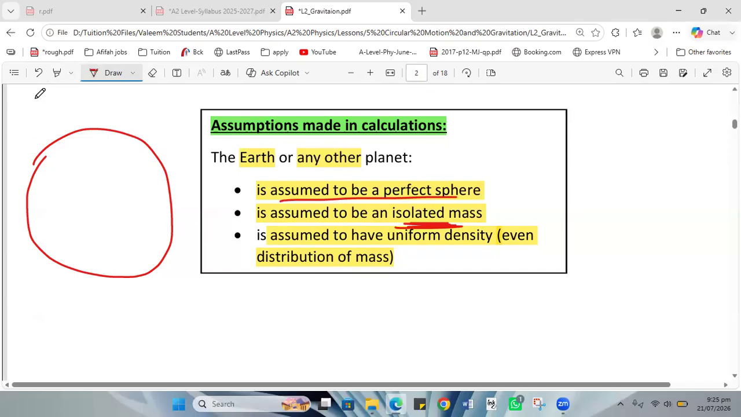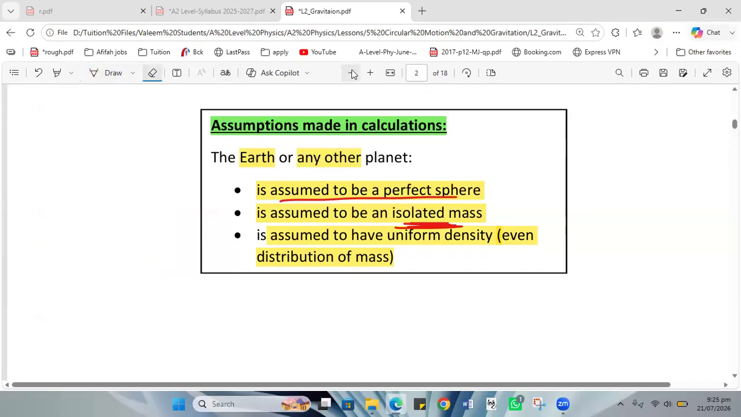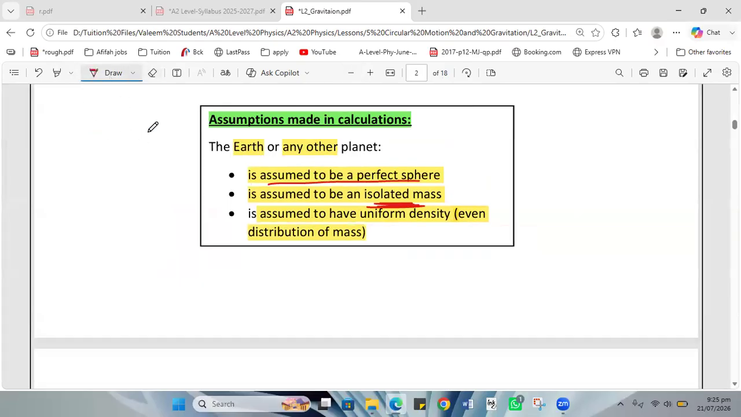So these are some assumptions that are made in our entire topic of gravitational fields. You need to know these assumptions because you could be asked a conceptual or explanation question where you need to have these assumptions at the back of your mind.